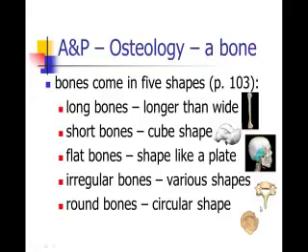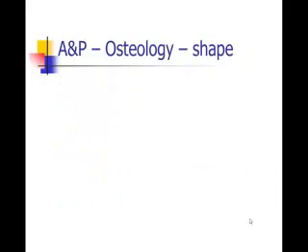We have round bones, which have a circular shape. And one example of a round bone, there are not a lot of round bones, but the patella. Patella is also a sesamoid bone, suggesting that it was not in your body when you were born.